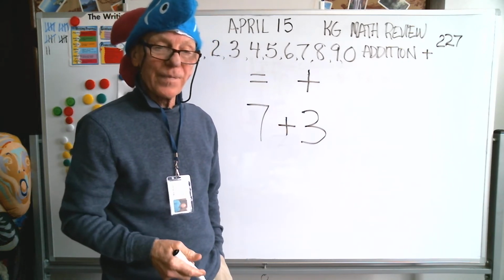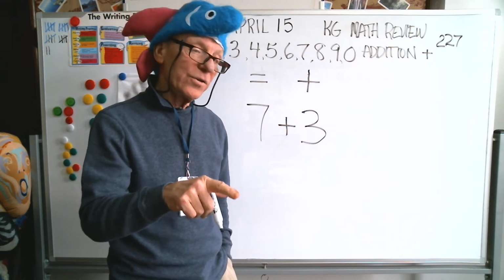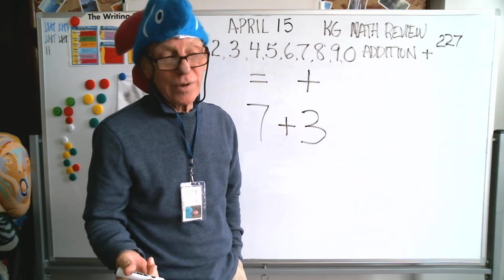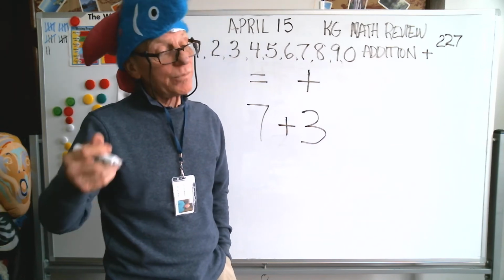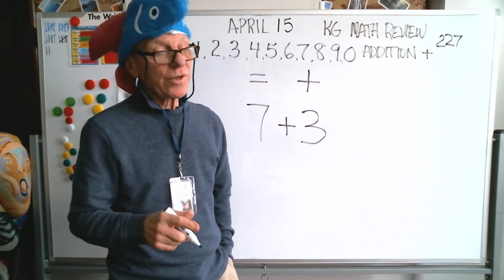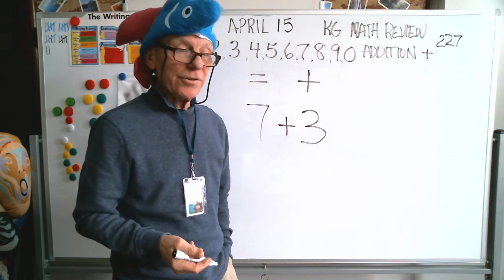altogether. Now you can count them, 1, 2, 3, 4, 5, until you get a total. That's one way to do it. But if you get into great big numbers, you'll be counting all day long. It's much easier to just use addition.